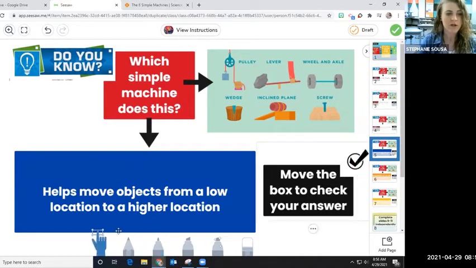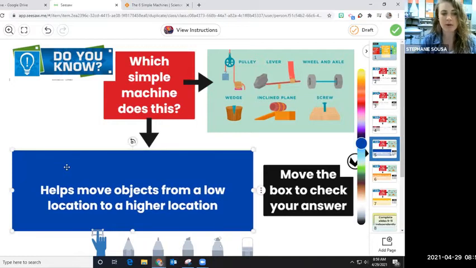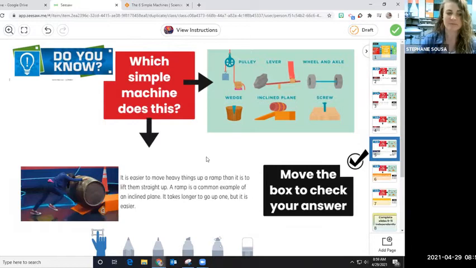Question 5. Which simple machine helps move objects from a low location to a higher location? That would be an inclined plane, also known as a ramp. It starts on the floor, you take it up the ramp, and you are now on top of the moving truck, or you are now in the building if you were in a wheelchair. You were on the ground, now you are up into the building. Questions on how inclined planes work?